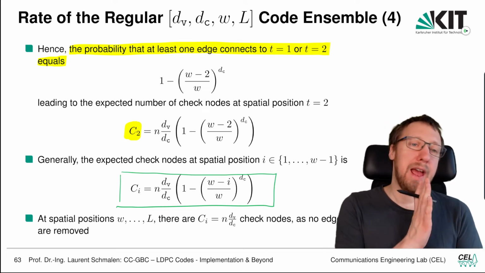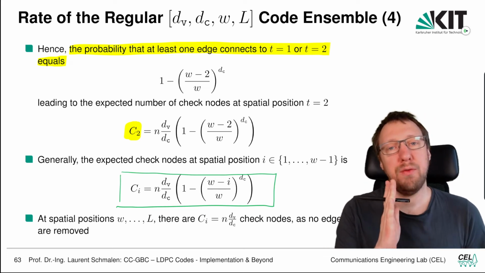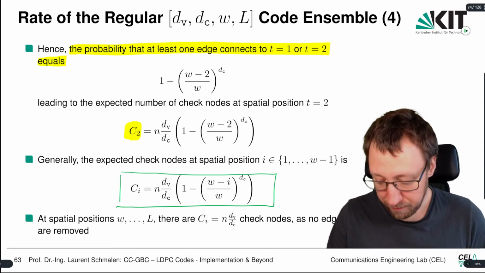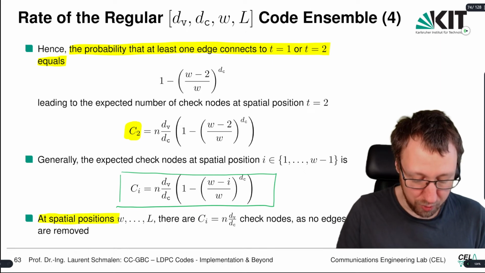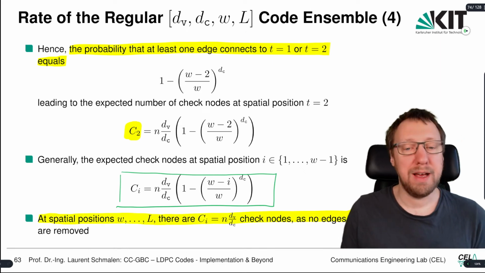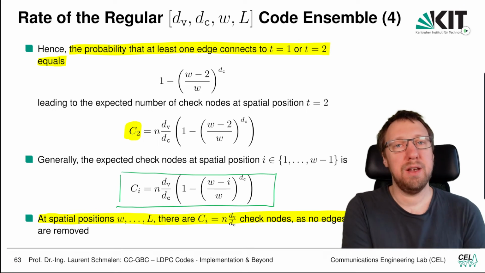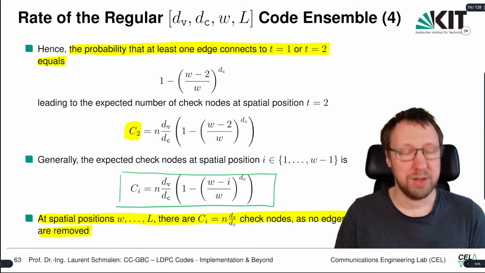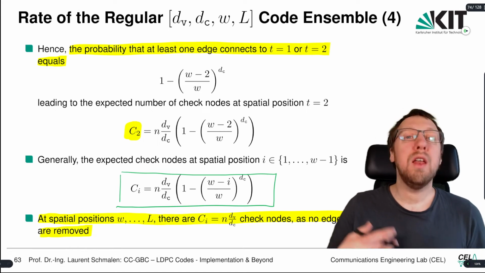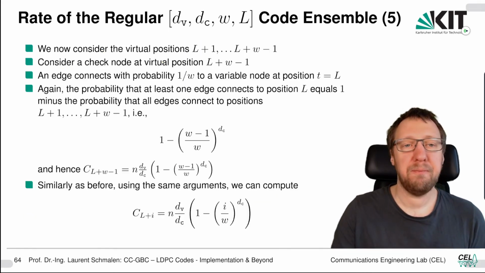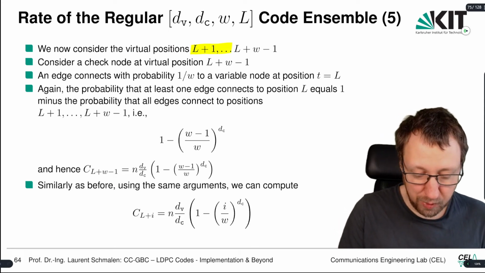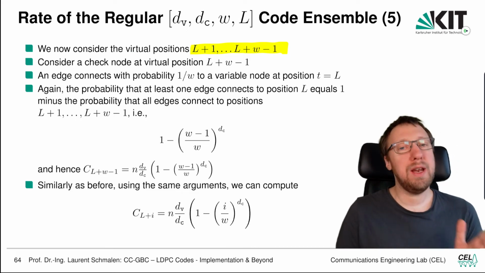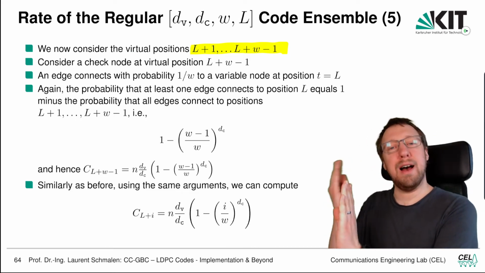So we have calculated the expected number of check nodes for the first W minus 1 spatial positions. Now, for spatial positions W to L, we have exactly n times dv over dc check nodes, because there the situation is clear. No edges are removed. Now we go to the virtual positions, L plus 1 to L plus W minus 1. We start with L plus W minus 1, so the very last virtual position.